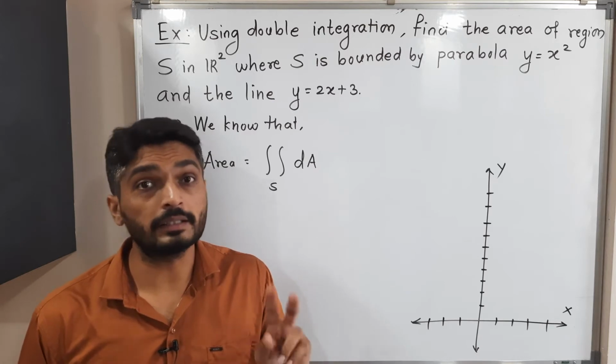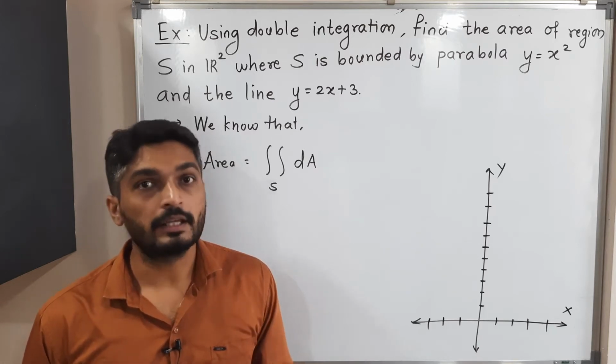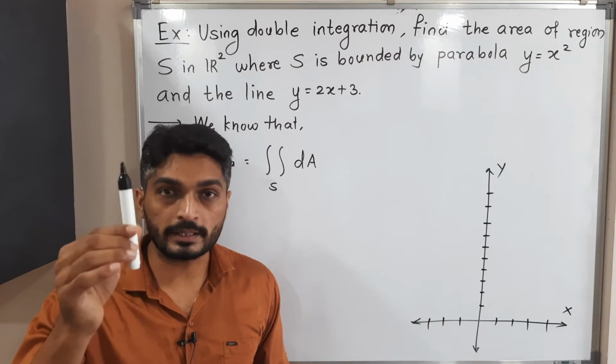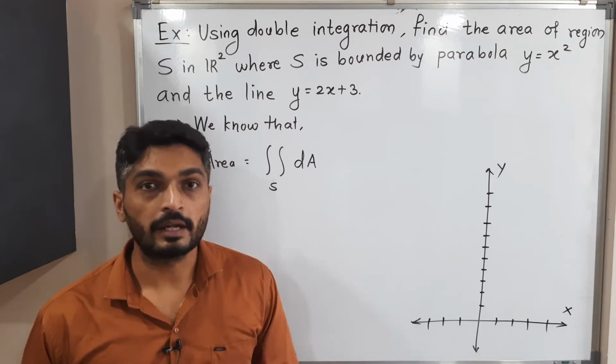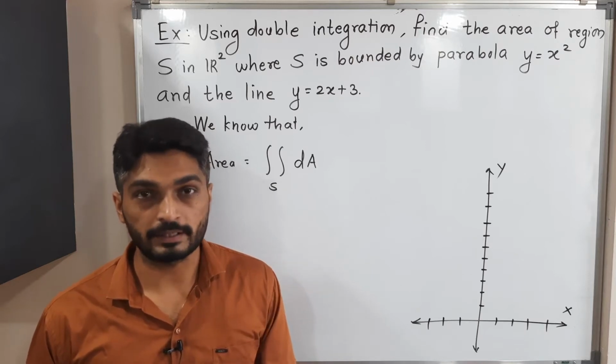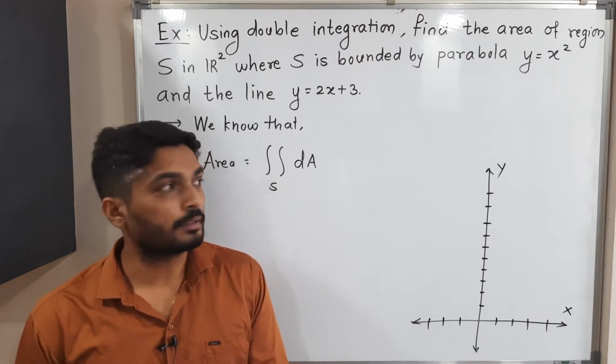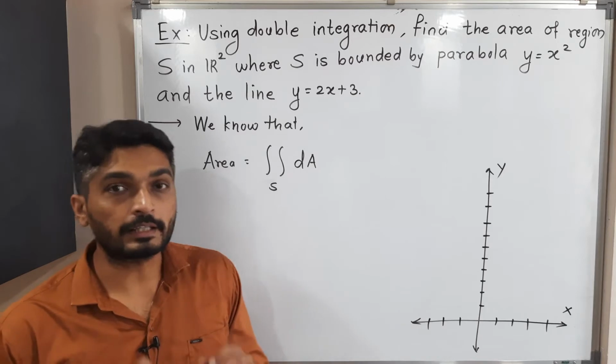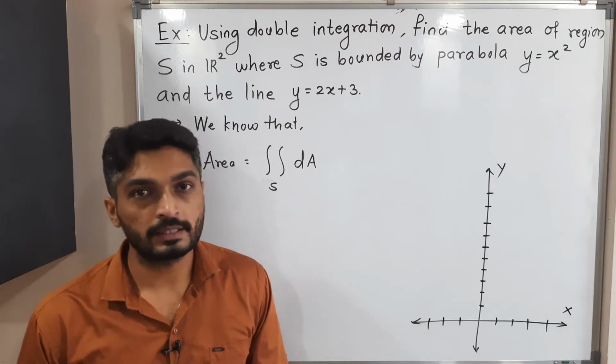dA means what? Either dx dy or dy dx. If we consider a strip parallel to the y-axis, we should write dy dx there. And if we consider a strip parallel to the x-axis, we should write dx dy there. Okay. So let us solve this problem. First of all, we will find the region of integration and then we find its area.